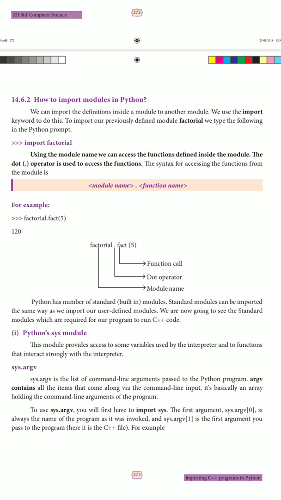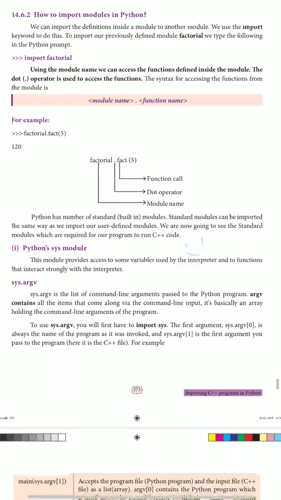Use the module name and you can access the function definitions inside the module. The dot operator is used. So if you want to use a function which is inside the module, then you have to use the dot operator, which is normally used in Python. The syntax for accessing a function from the module is module name dot function name, for example, fraction dot fact file. So it is clearly given in this partition.